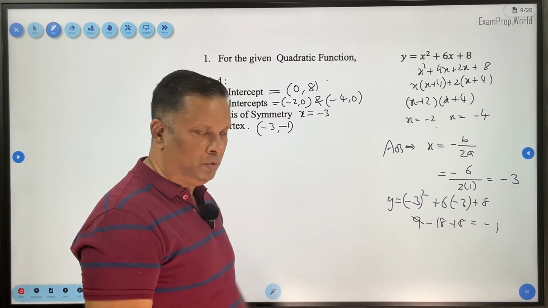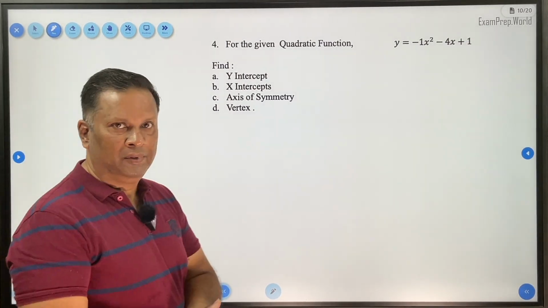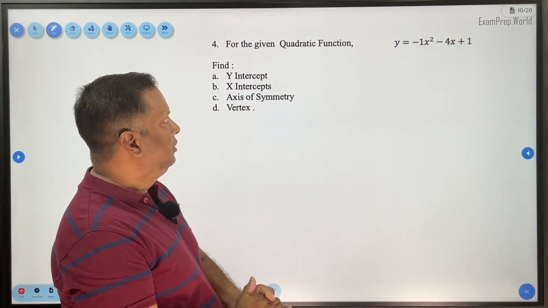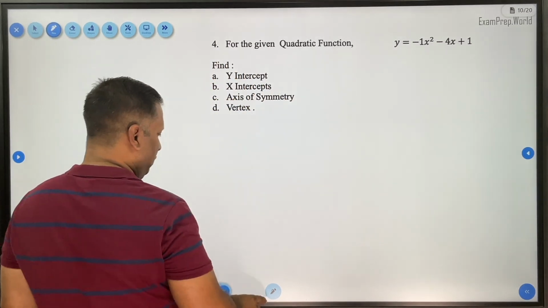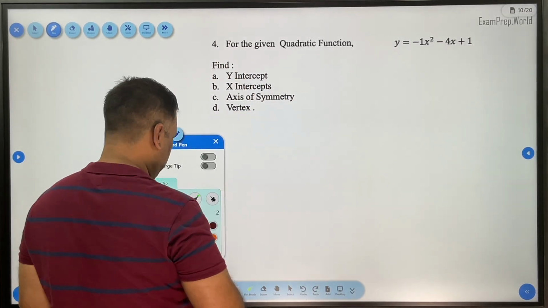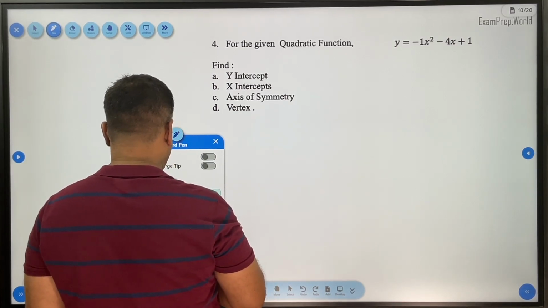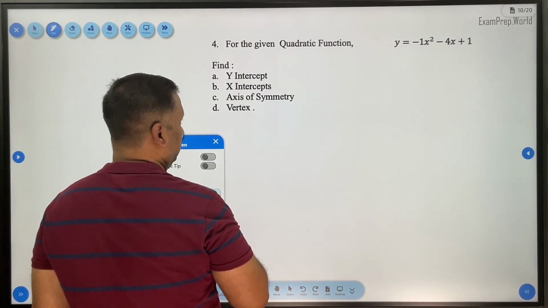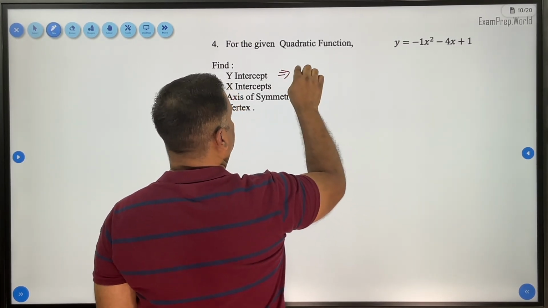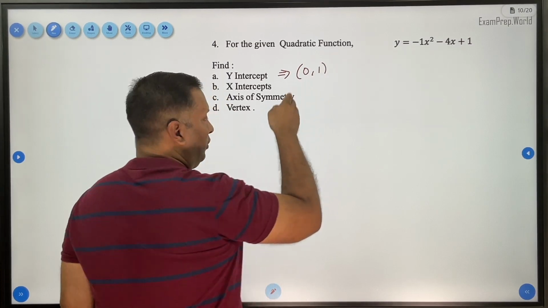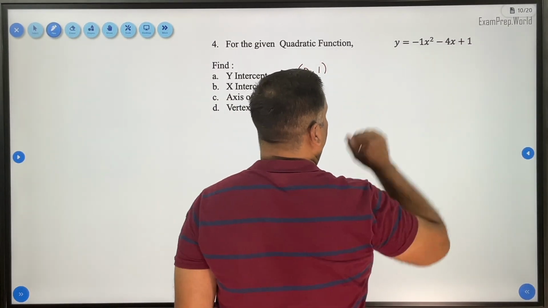Okay. Let us do one more. We have one more here. Okay. So, it is now the y-intercept as we discussed, I will use a different color. I will use maroon. So, the y-intercept is 1. So, it is 0 comma 1 because it is y-intercept. No? It can't be 1 0, it is 0 1. And what about x-intercepts? We have to factorize this.